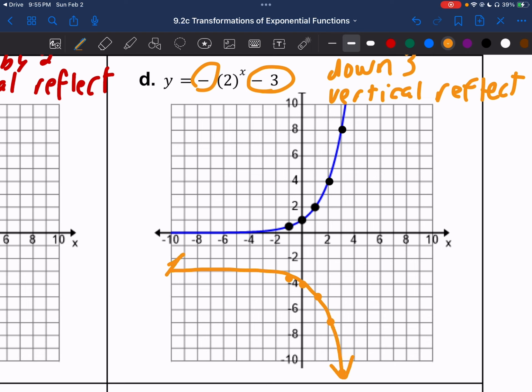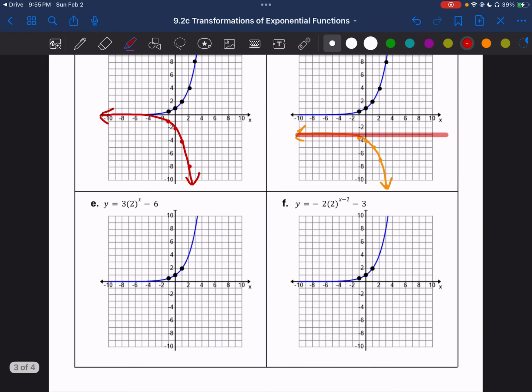Notice our asymptote moved, right? It is down 3 from where it was. So that's one way. If you're struggling a little on the up and down movements and having that line, go ahead and draw in an asymptote with a highlighter. I want you guys to try letters E and F on your own, and then you're going to check your work against mine.